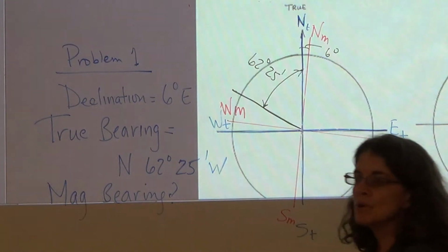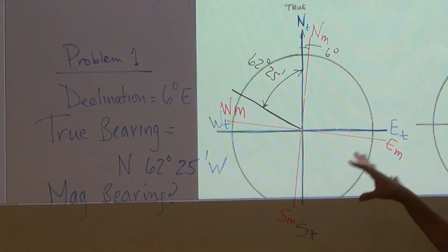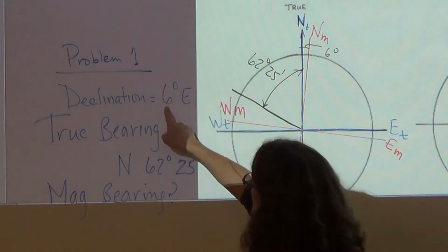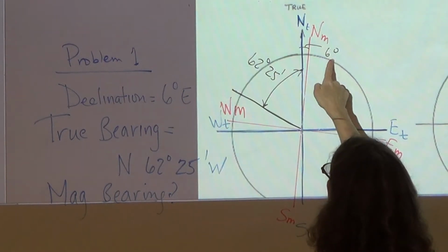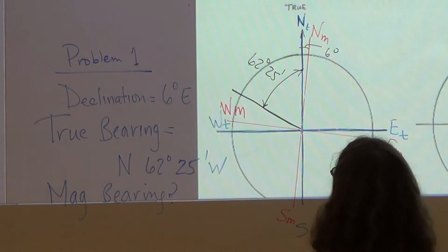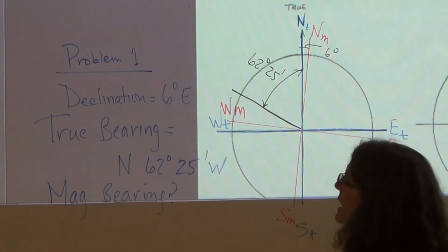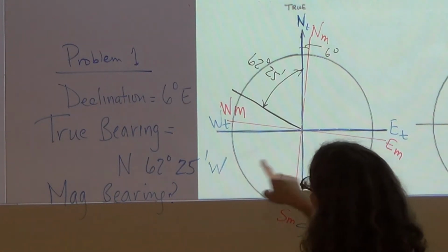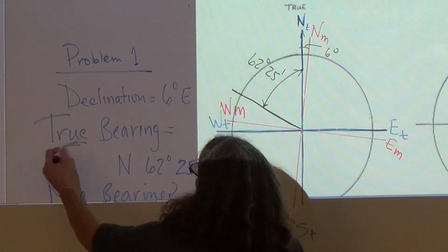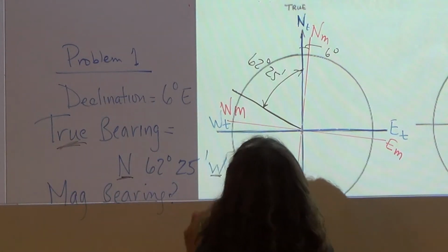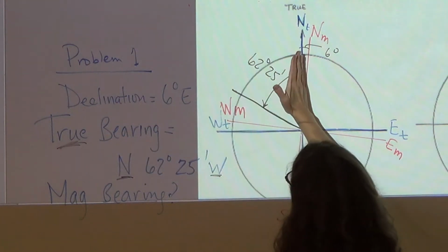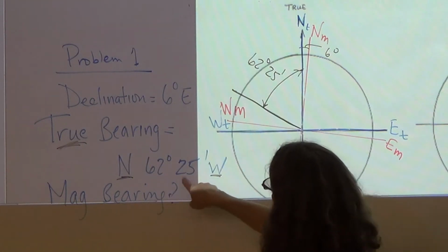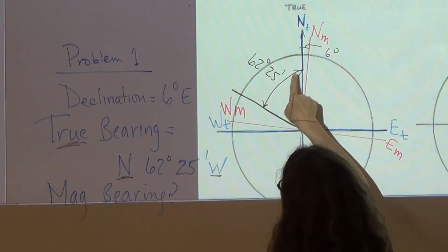So first thing I did is I had my true axis drawn in blue. Then, knowing my declination is 6 degrees to the east from the true, I measured out 6 degrees and put in red my new magnetic axis. The true bearing is from the north towards the west, so I had to measure it from true north. So 62 degrees, 25 minutes was right here.